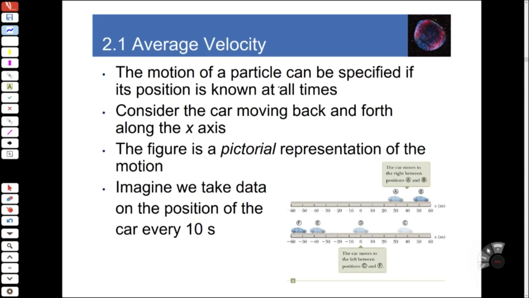So let's elaborate on this using this car moving. The motion of a particle can be specified if its position is known at all times. So consider a car moving back and forth around the x-axis. The figure is pictorial. We first use the pictorial representation. It moves from its initial position here and moves back now.